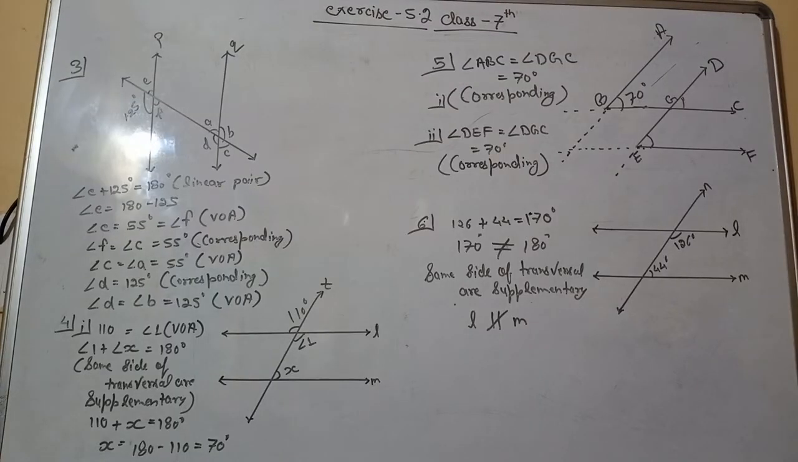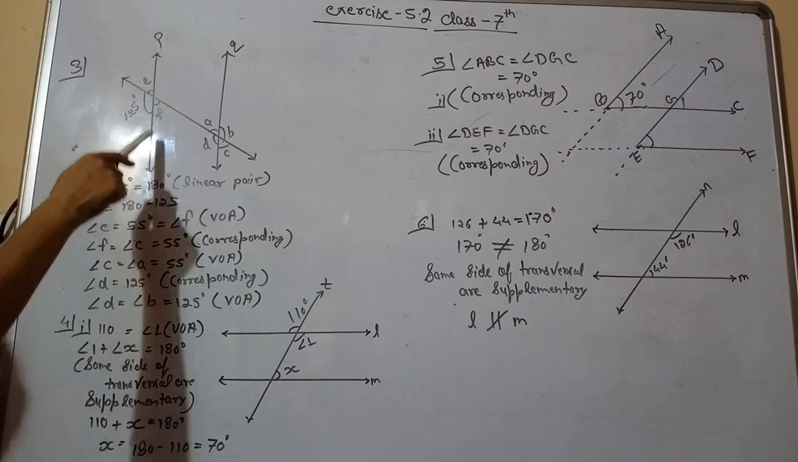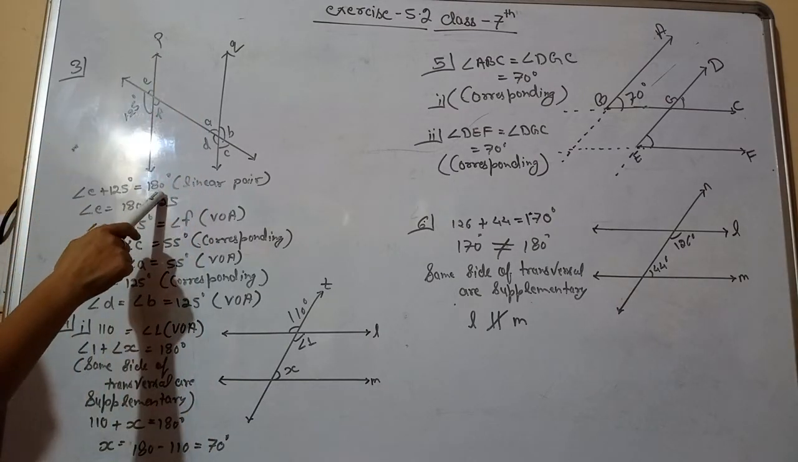Now in question number 3, P is parallel to Q, then we have to find the unknown angle. So see here, angle E plus angle 125. This is a straight line, so this will make a linear pair, so equal to 180 degrees.